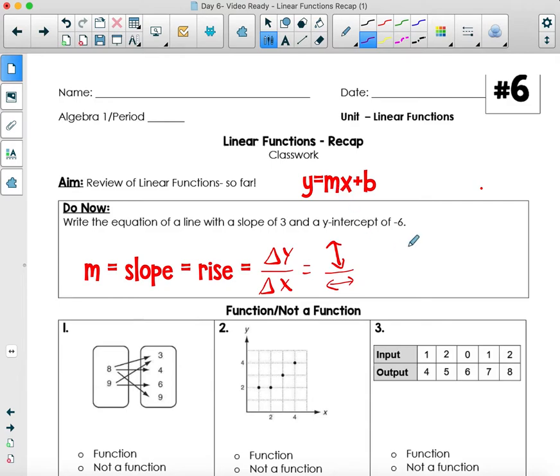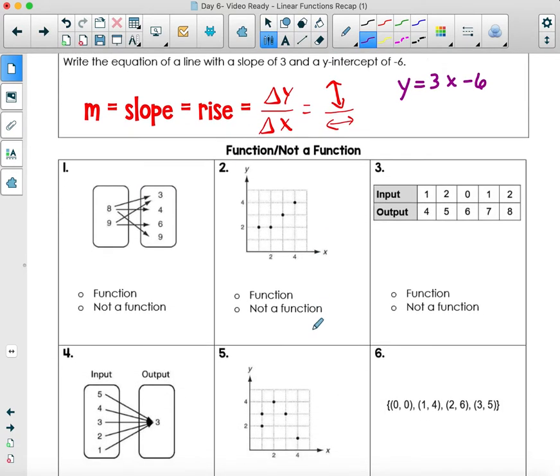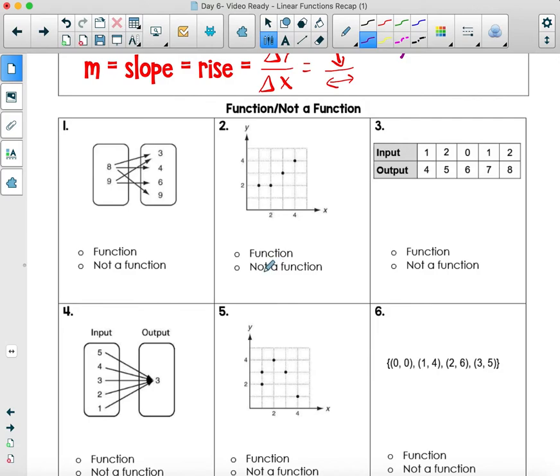I'm hoping that is a pretty basic concept that you remember: in your y equals mx plus b formula, m is your slope and b is your y-intercept. So you would simply write your equation as y equals 3x minus 6, because your slope is always the coefficient of your x and your y-intercept is always your constant. All right. This next section was going over a function versus not a function.